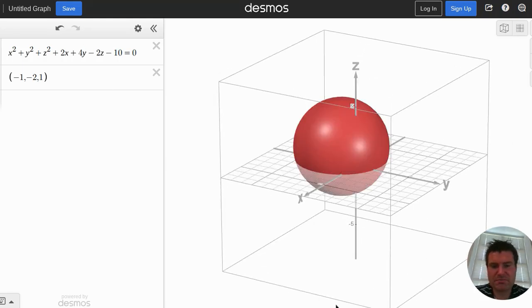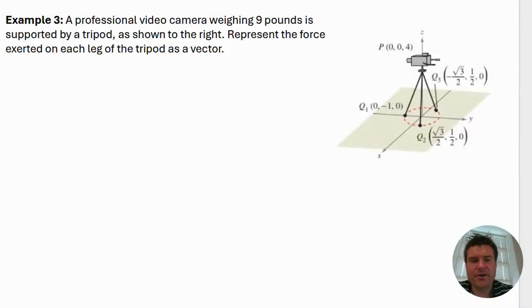Just showing some things. Okay, for our next example, for 3-dimensional stuff that we can do, we're going to go back to vectors a little bit here. We're going to have a professional video camera weighing 9 pounds supported by a tripod as shown to the right. Represent the force exerted on each leg of the tripod as a vector.